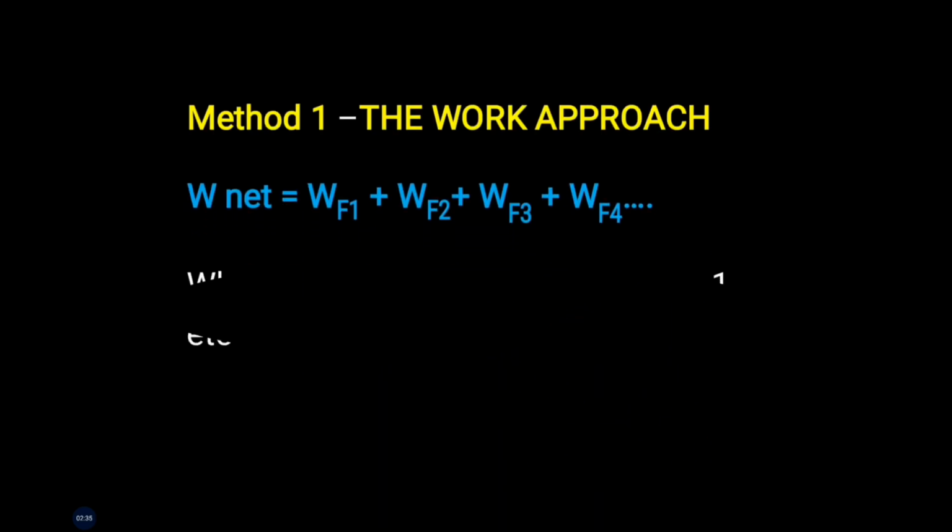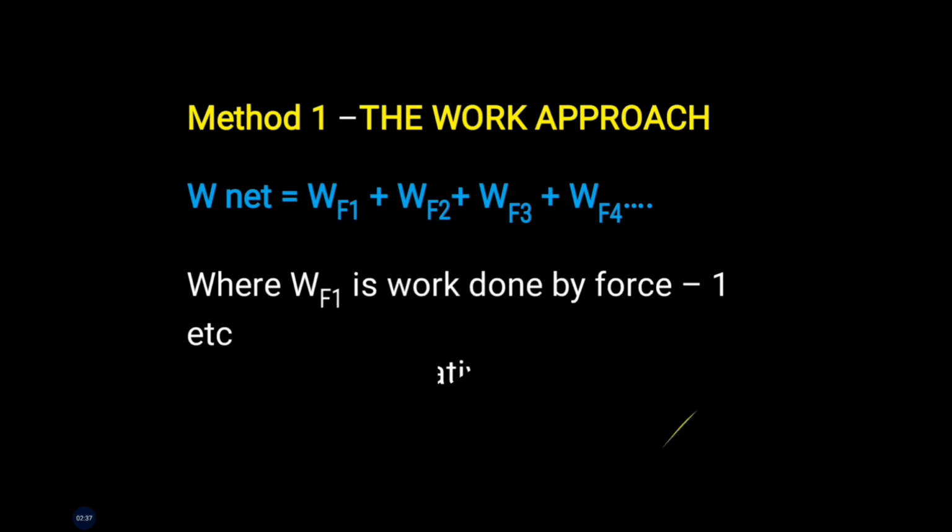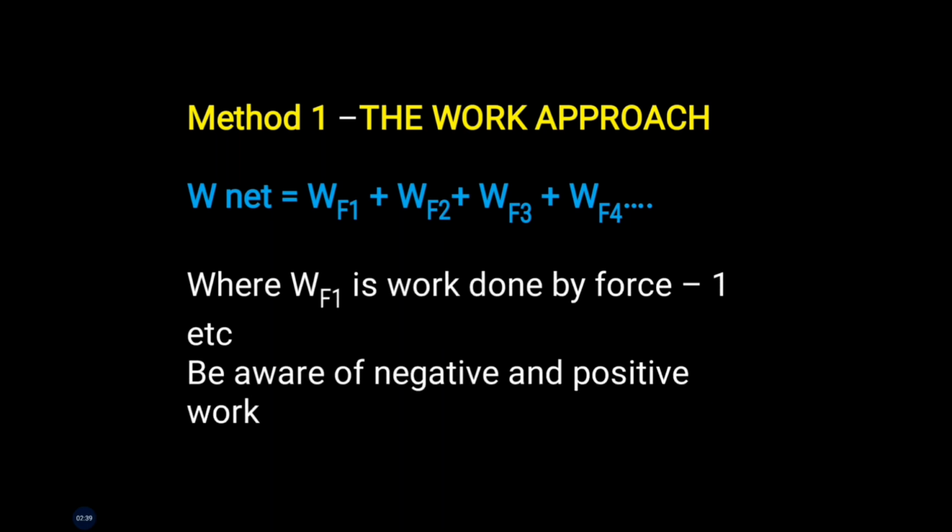Method 1 is the work approach. In this approach, we say W net is equal to the work done by force 1, plus the work done by force 2, the work done by force 3, the work done by force 4. It depends on the scenario, how many forces you have at play. So here you'd want to draw a free body diagram so that you can clearly see the forces. Be aware of negative and positive work. In the previous video, we talked about what positive work and negative work is.